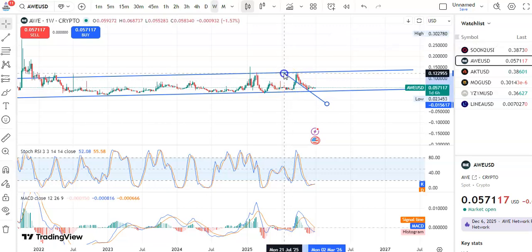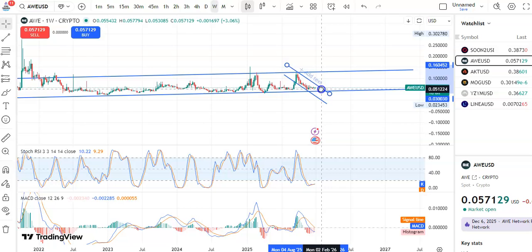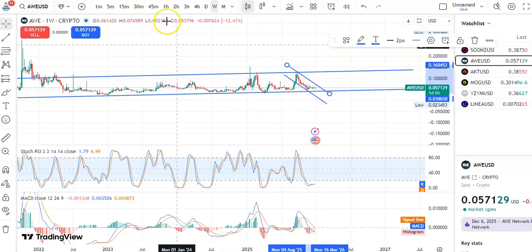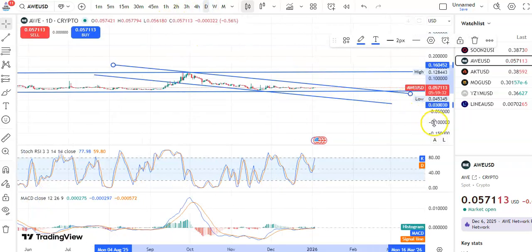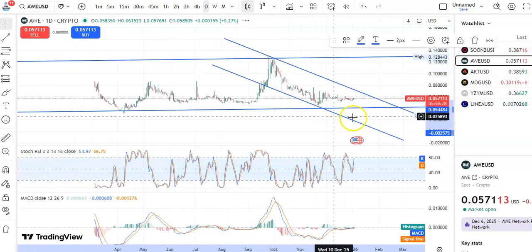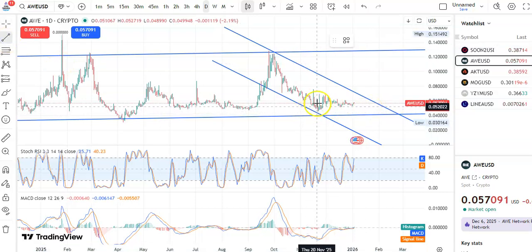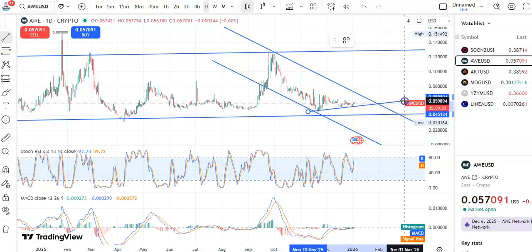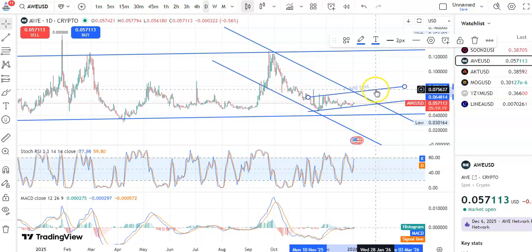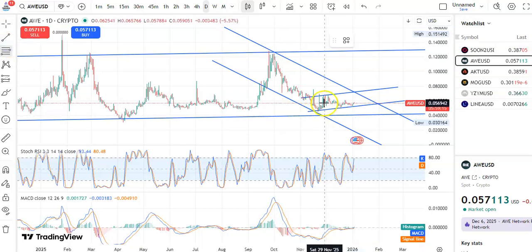So this is the support trend line and this is the resistance trend line. Within this channel pattern only the candles are falling, and you can see that after the fall to the support level, the candles are now moving in this channel pattern. So this is the support trend line, and this is the resistance trend line. After the candles went up continuously, the candles are falling.